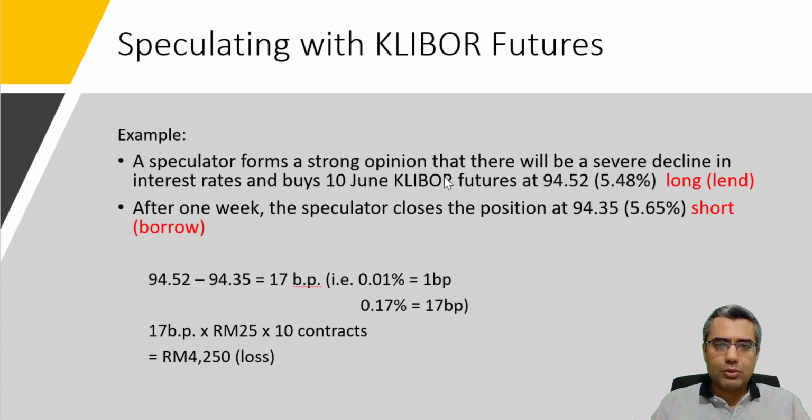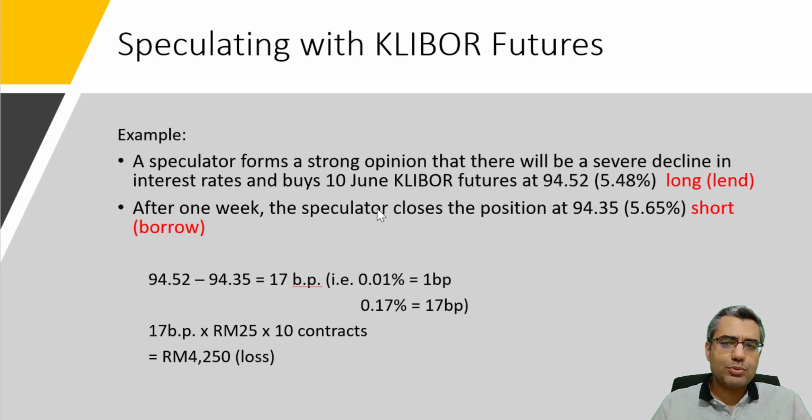A speculator forms a strong opinion that there will be a decline in interest rates and buys 10 June KLIBOR futures at 94.52. So this means that you expect the interest rate goes down. This means that you believe that the KLIBOR futures price will go up, so you long or you buy. This means that you are lending money, right? Buying KLIBOR futures means you are lending money, right?